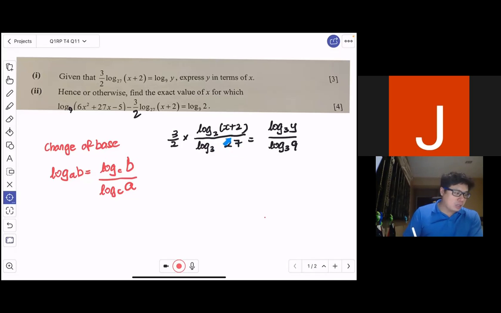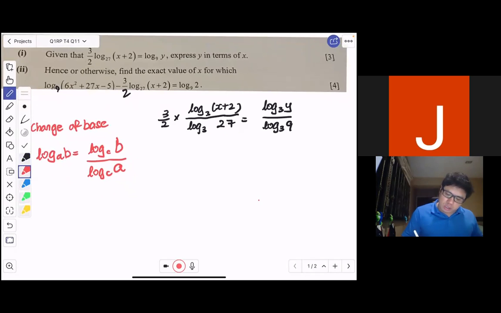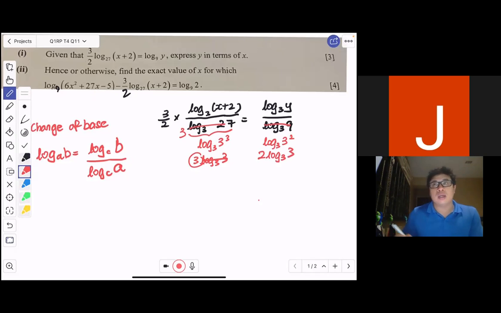With that, you can see that log base 3 of 27 is log base 3 of 3 to the power of 3, which is the same as 3 log base 3 of 3. Because log base 3 of 3 equals 1, it just equals 3. Log base 3 of 9 is log base 3 of 3 to the power 2. Using the power law, I can say that this is 2 log base 3 of 3, and log base 3 of 3 is just equal to 1. So that gives me 2.